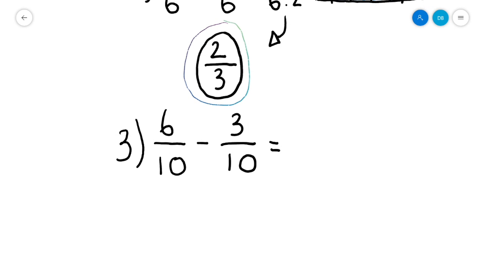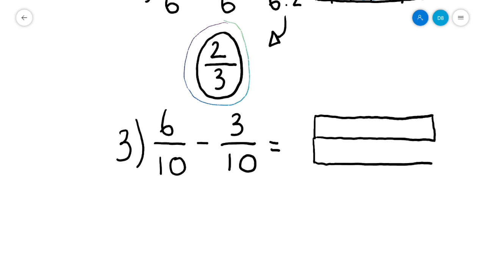Alright, 6/10 minus 3/10. So I'm going to draw my box. Because remember, we're practicing using models. It's important to have more than one way to solve something. And at the end of the day, a model is a really good method when you feel like you can't solve something, to just go back to the fundamentals of using a model. So I'm going to have to draw 9 lines. So 1, 2, 3, 4, 5, 6, 7, 8, 9.